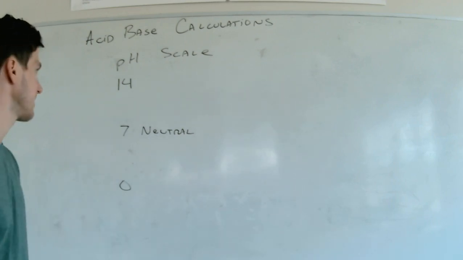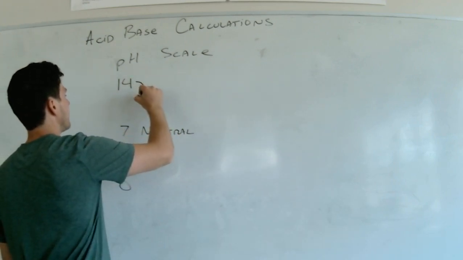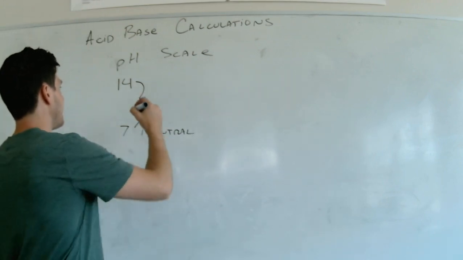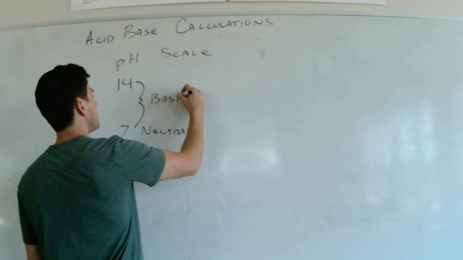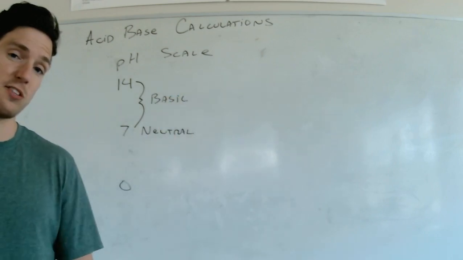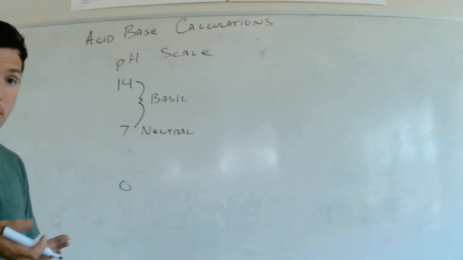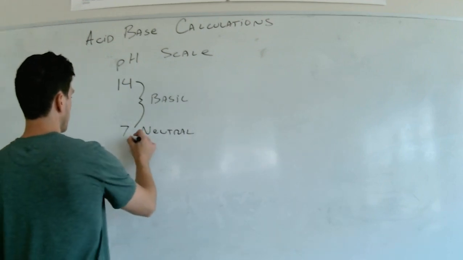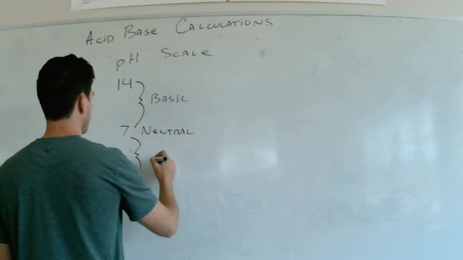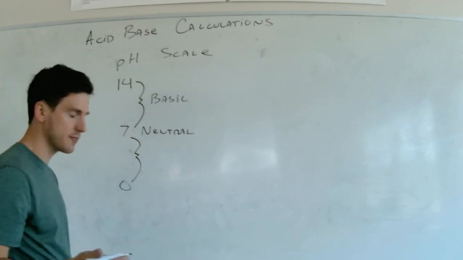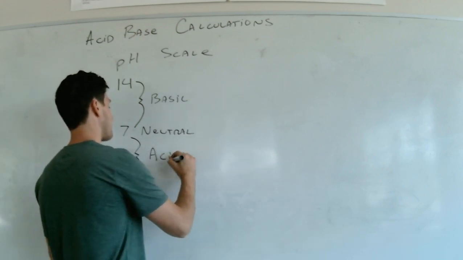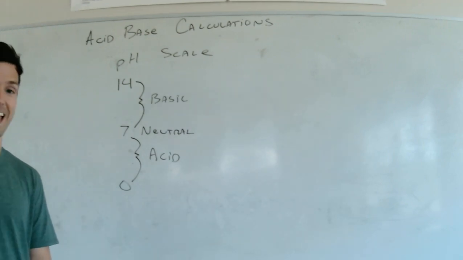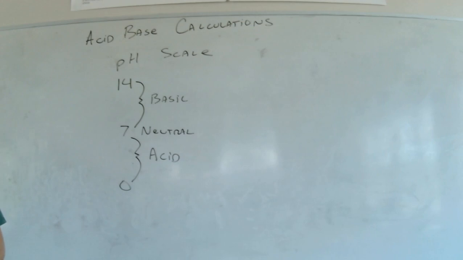Anything that ranges from 7.00001 to 14 is going to be basic. So if something has a pH of 10, it's basic. A pH of 14, it's basic. A pH of 7.0001, it's basic. And then anything from 6.99999 to 0 is an acid. So if it's got a pH of 1, it's an acid. pH of 2 is an acid. pH of 6.9, it's an acid. So that's the first thing to note.